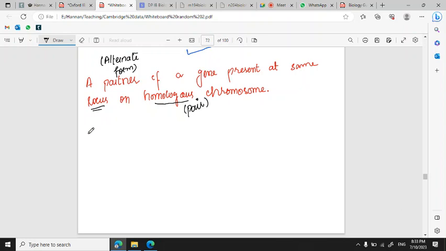Alright, so if I say that we have 23 pairs, let me write it again. We have 23 pairs and all these pairs are homologs. What does it mean? That every chromosome is identical to its other part. One from mother's set would be identical to one from father's set. The second chromosome from mother's set would be identical to the second chromosome of father's set. Alright, now you can ask another question: then how are they different?